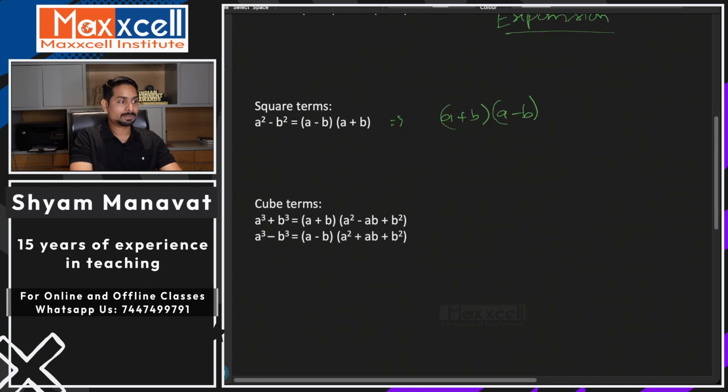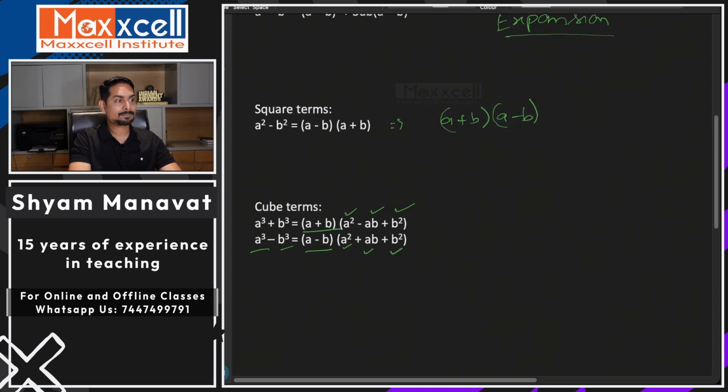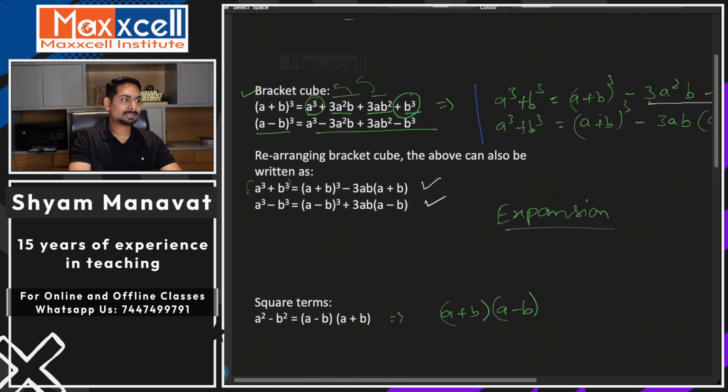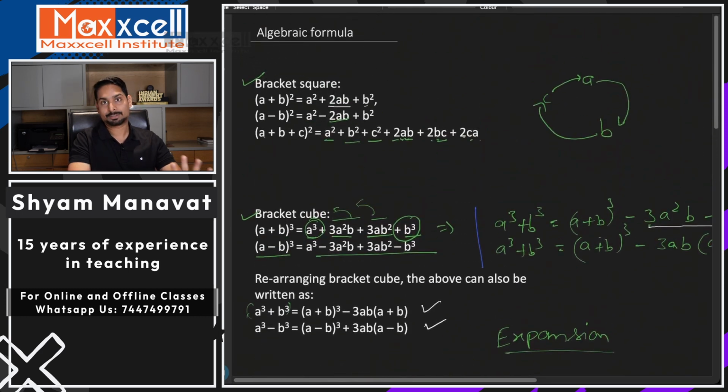If you have cube terms, so a cube plus b cube, we have (a plus b) and then (a square minus ab plus b square). For a cube minus b cube, we take (a minus b) first, and then (a square plus ab plus b square). So these formulas you should remember by heart, it should be on the tip of your tongue. It is necessary, that's why I'm telling you to remember this.